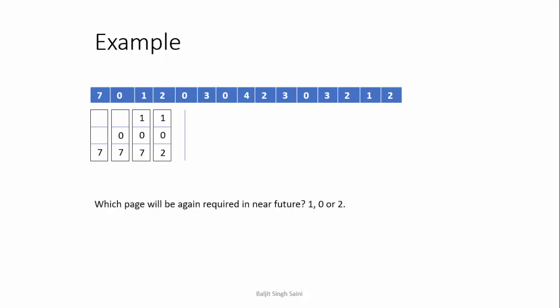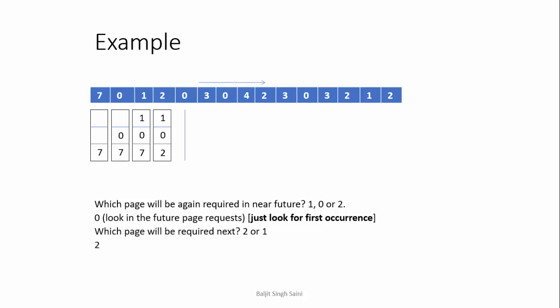For 3, now out of 1, 0 and 2, 3 के just बाद में कौन सा यूज करने वाला हूँ? That is 0. This means we are not going to replace 0. Next, उसके बाद out of 1 and 2, which one will be used? 2. So what is left? 1. This means we are going to replace 1 with 3.